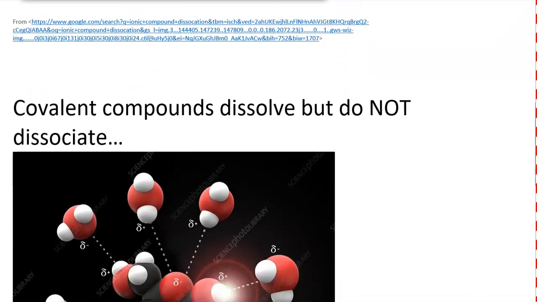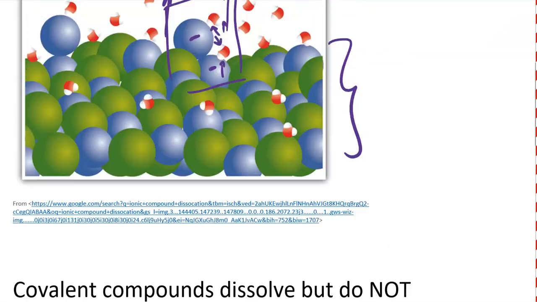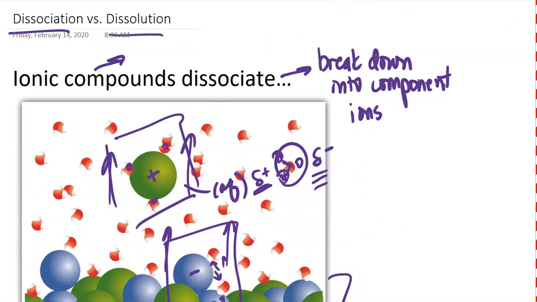Now, covalent compounds do not have the same behavior. If you recall, ionic compounds involve a metal and a nonmetal.